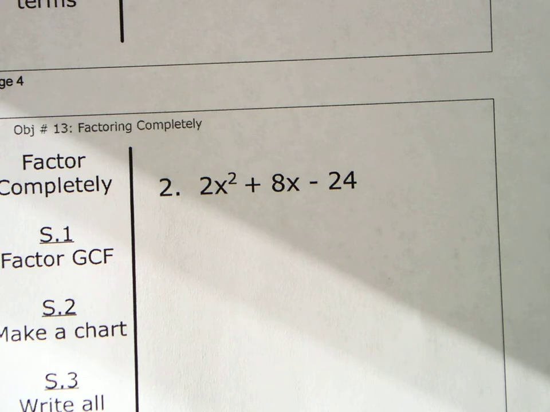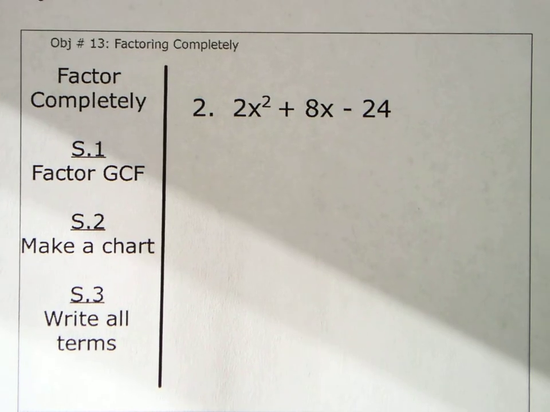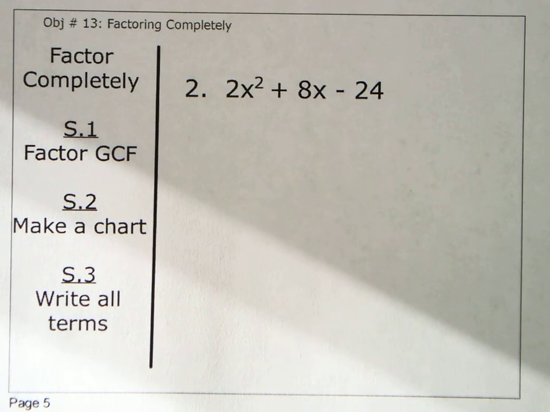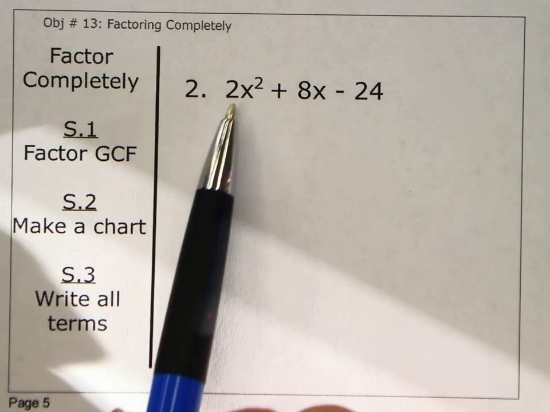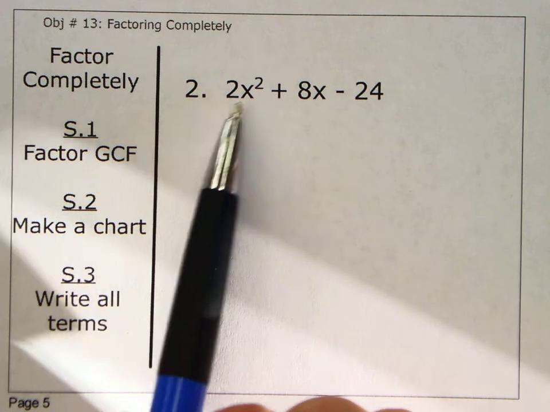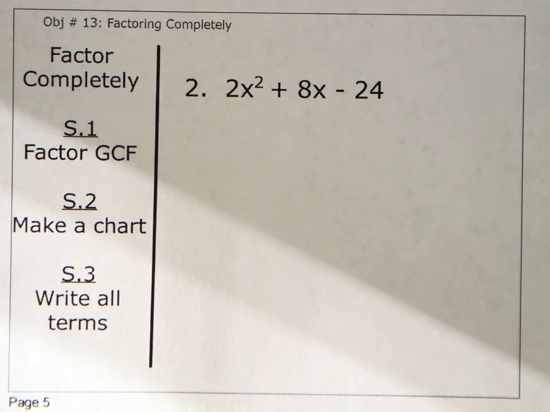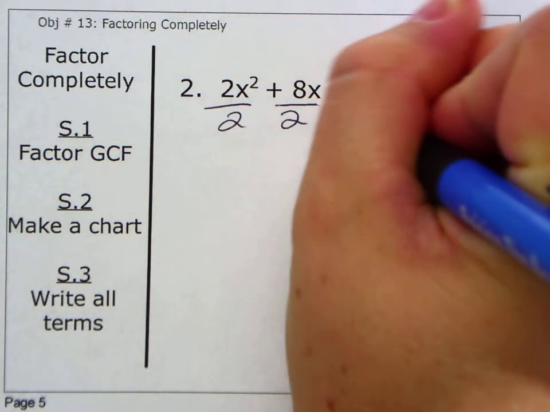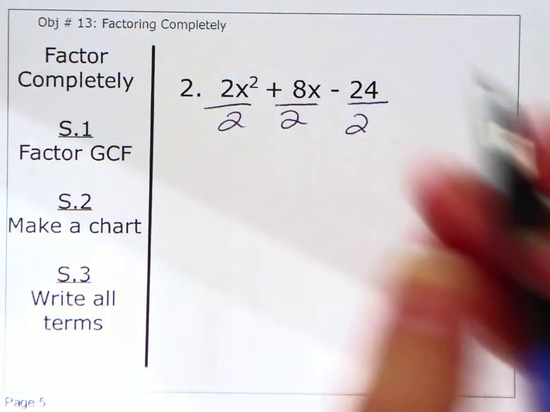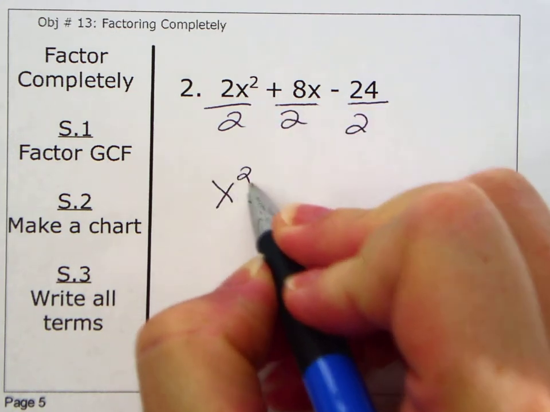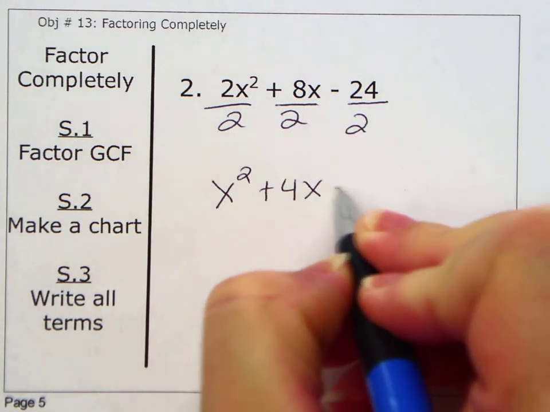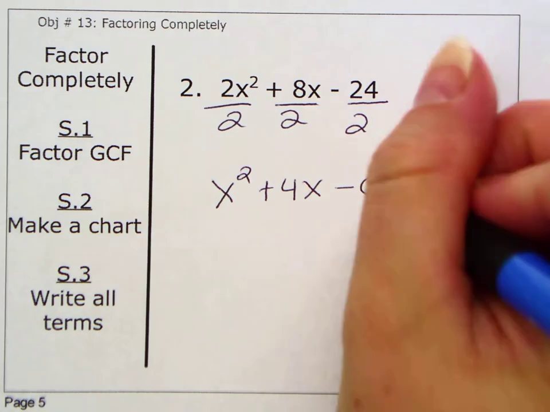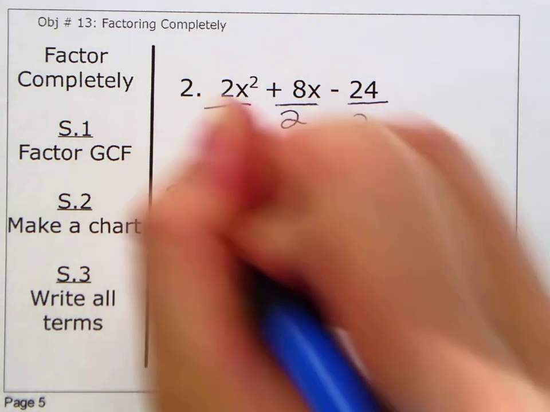All right, number 2, pause the video and try this one on your own. It's the same type of problem. Again, there's a number in front of x squared, a 2. Can you divide everything by 2? Yeah, so we have to do that. You have to get rid of that number in front of x squared if you can. Divide by 2, and you're left with x squared plus 4x minus 6. Right. I'm going to put the 2 on the outside.